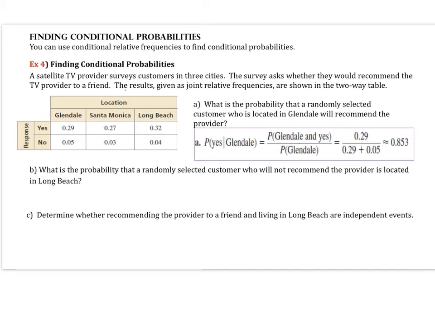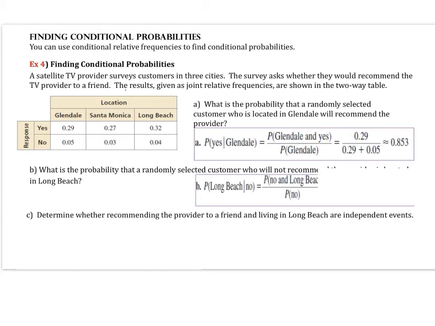Now, what is the probability that a randomly selected customer who will not recommend the provider is located in Long Beach? So we're looking at the probability of Long Beach and no. So in the numerator, we want the no in Long Beach compared to the no. The no in Long Beach would be decimal 04. So when you're looking at your table, you want to go to the no, find Long Beach, and name that value, decimal 04 in the numerator.